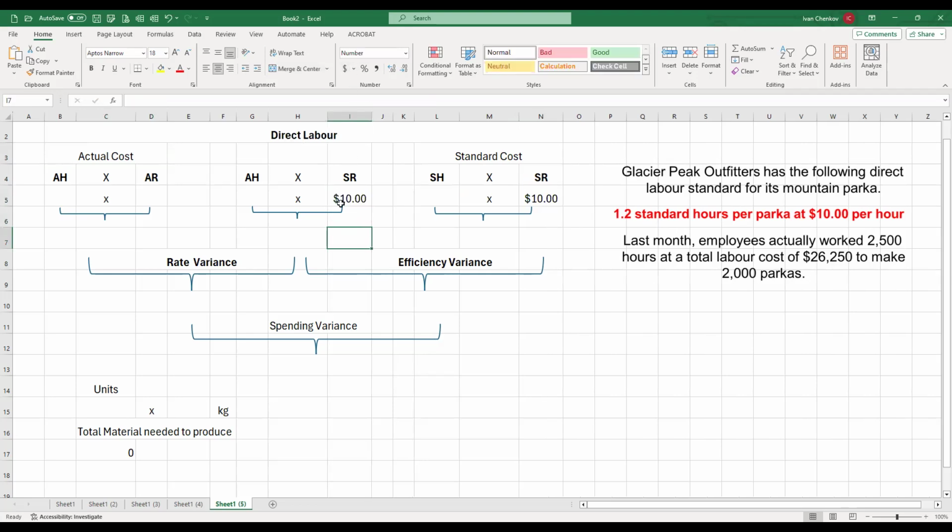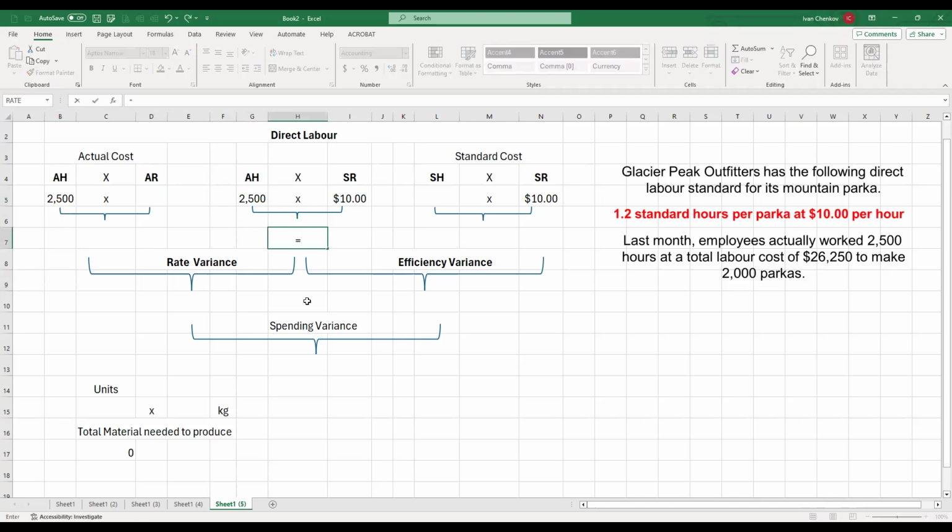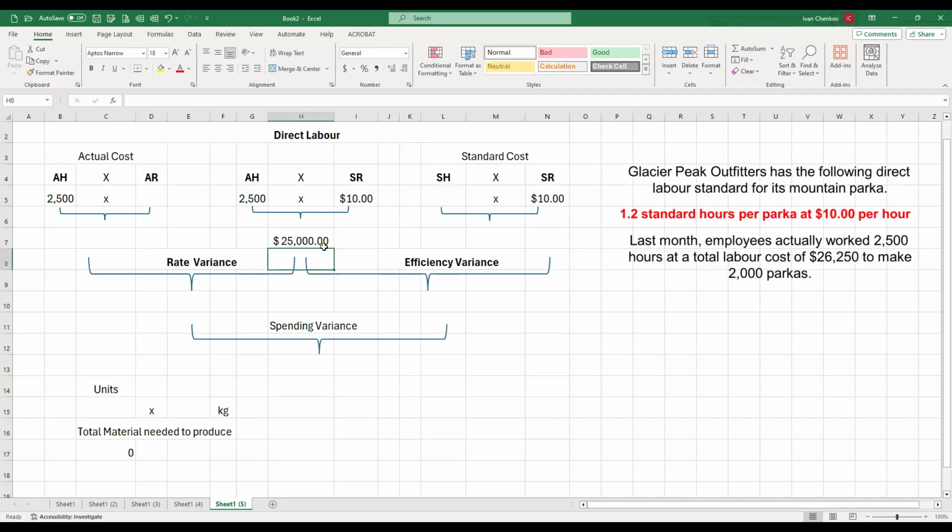So we have our first number. We have the rate. What else do we know? Last month, the employee actually worked 2,500 hours. What's the 2,500? Actual hours. Actual hours, 2,500 here and 2,500 right here. So we have our first number, which is 2,500 times $10. That should be $25,000.